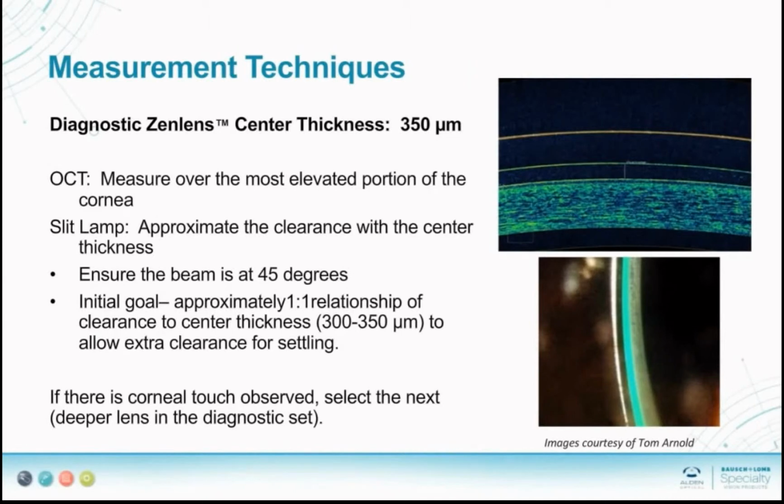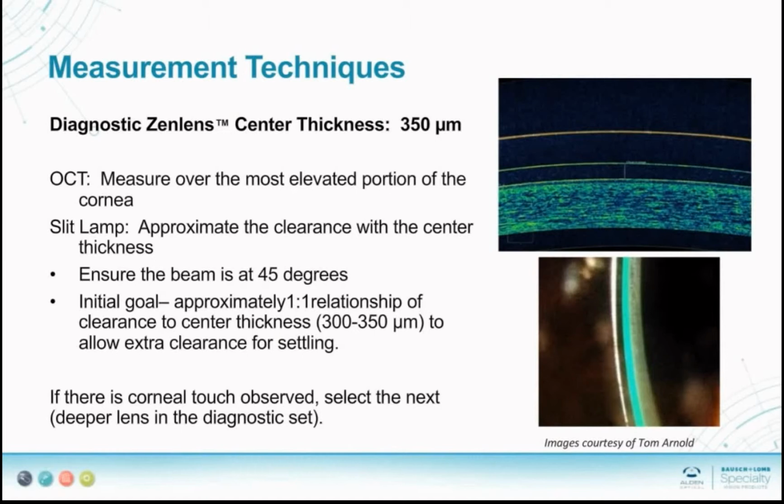There are 2 ways to measure the clearance of Zen Lens over the cornea. OCT is a quick, efficient, and accurate way to measure the clearance. If you do not have an OCT, you can measure the clearance with your slit lamp. The center thickness of Zen Lens is 350 microns. Compare the clearance, which is the fluorescein band, to the center thickness of the lens.